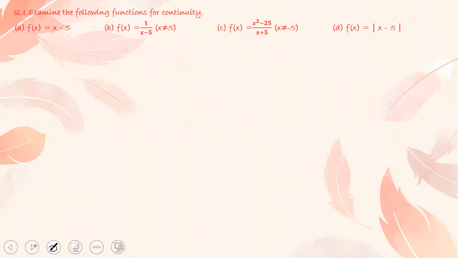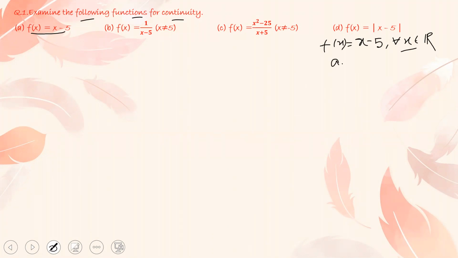So here is your first example. Now you need to examine whether the following functions are continuous or not. Here the first function is f(x) is equal to x minus 5. So here we are defining just only a real valued function. First check whether the function is defined or not. f(x) = x minus 5. So for all x belongs to R, the function is defined. Now we need to check whether the function is continuous for every element in R or not.